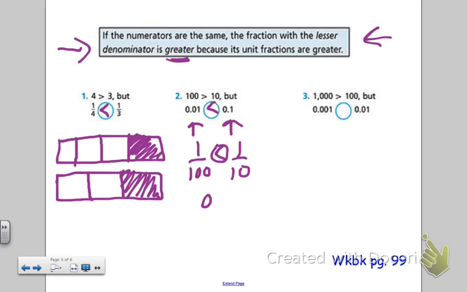Or if it helps, keep them as decimals. Line up your decimal point, just like that. Add some zeros on if you need to so that each decimal has the same number of decimal places, and then compare them.